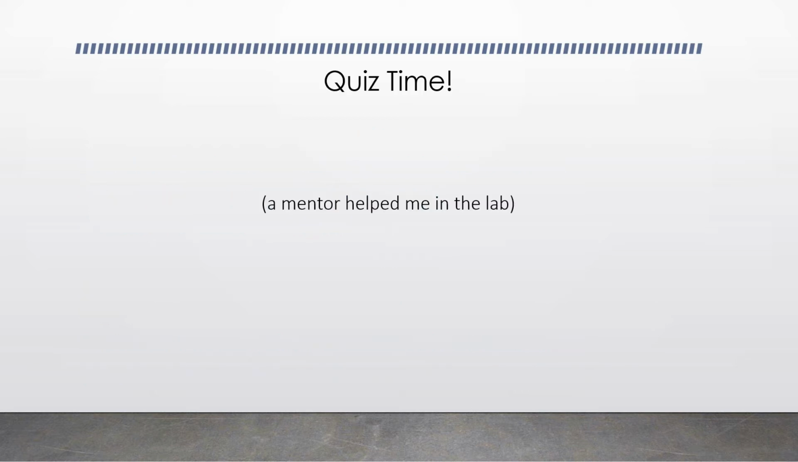Quiz time. Tell me if it's an IC, independent clause, or DC, dependent clause. A mentor helped me in the lab. That is an IC because a clause does not start with a subordinator. After a mentor helped me in the lab. This is a DC because you have the subordinator after, before the subject and the verb.